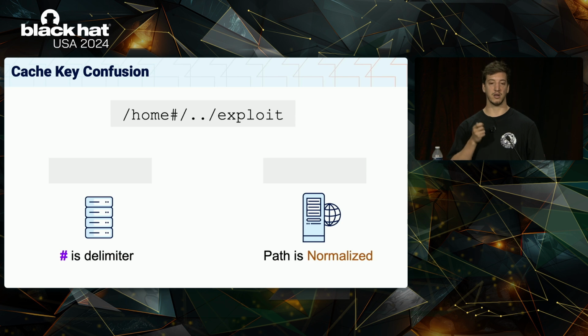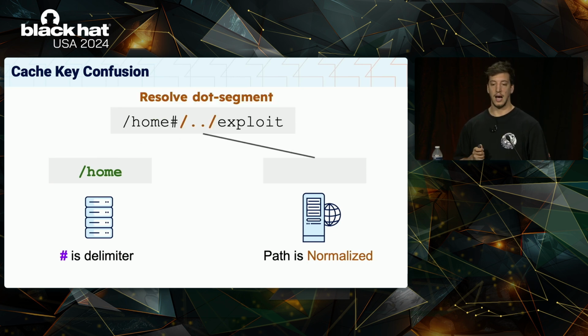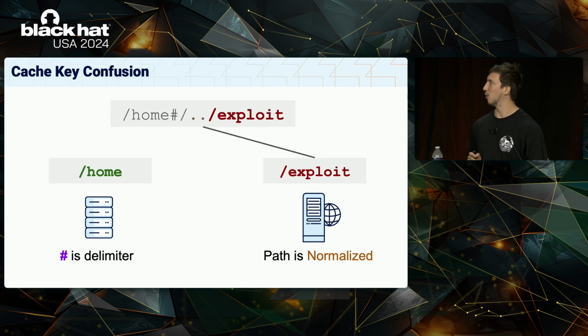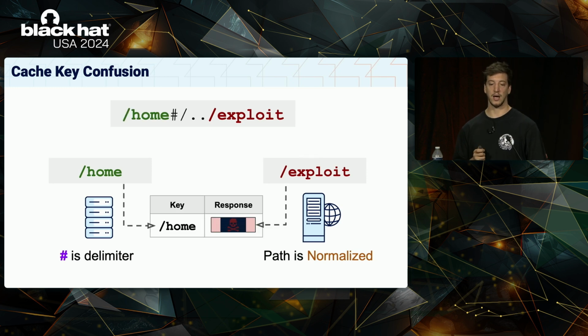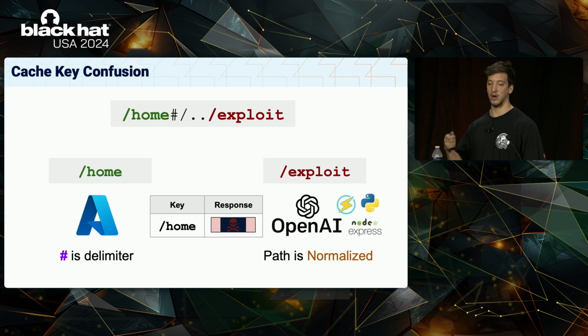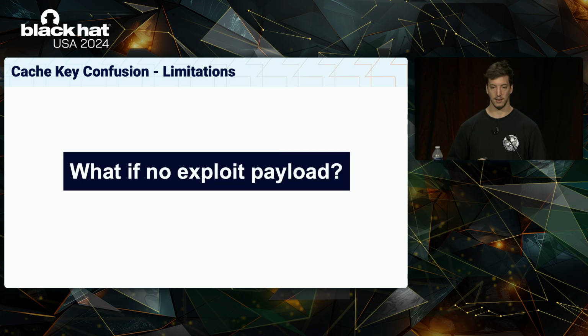So if we are using a delimiter in the front end, what's going to happen is that the path that is going to be obtained from this URL is just going to be home because of the delimiter. And then if the backend is not using the delimiter, it's going to just normalize the URL, and we will be left with exploit. So again, we will be able to poison the home page with any exploit or any response we want. This was found again in OpenAI because they were using Azure, and I think it was Python in the backend. So what if we don't have any payload to use as an exploit or to store for the poison endpoint?